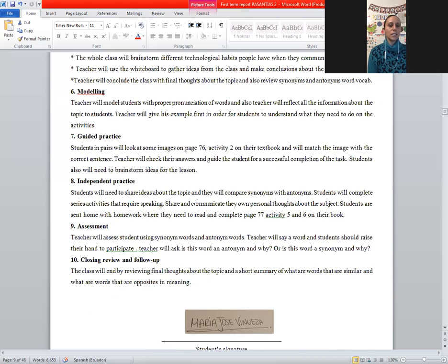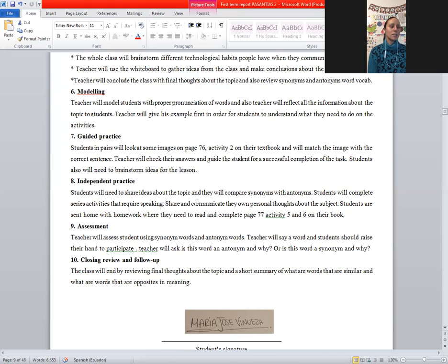In this lesson, like I said, the pronunciation of some words is going to be very important, and they will actually need to speak a little bit more in this lesson. They will need to share and communicate their own personal thoughts about the subject, and students are sent home with homework where they need to read and complete page 77, activities 5 and 6, in their books.